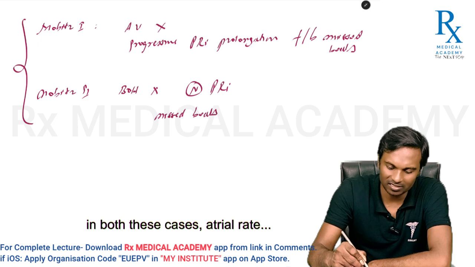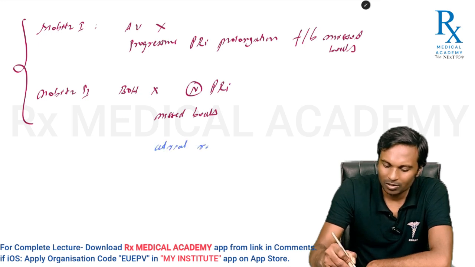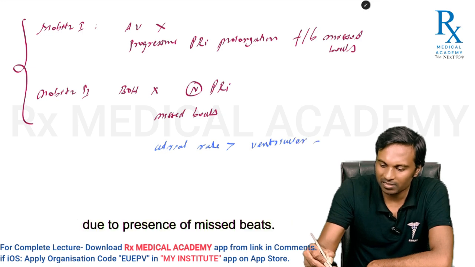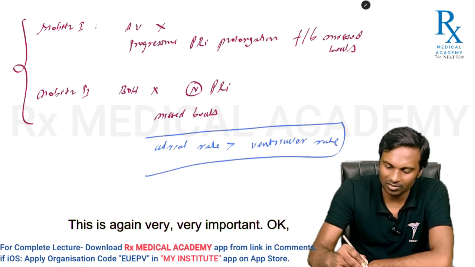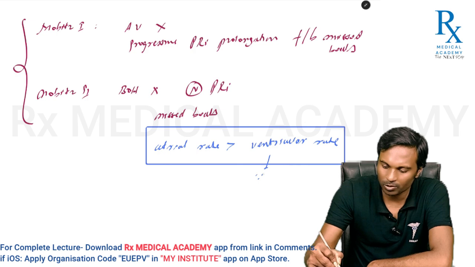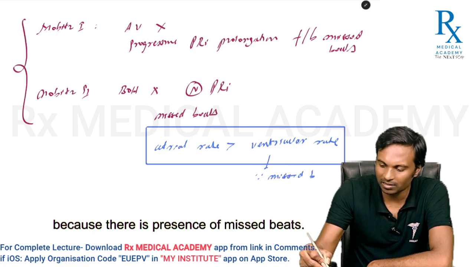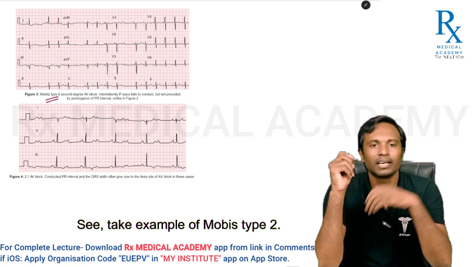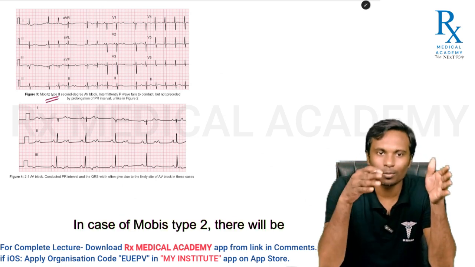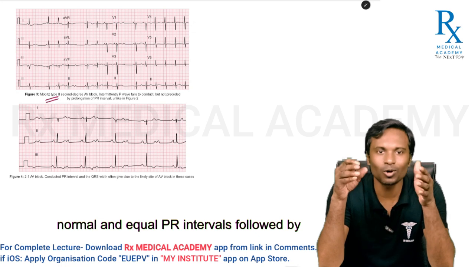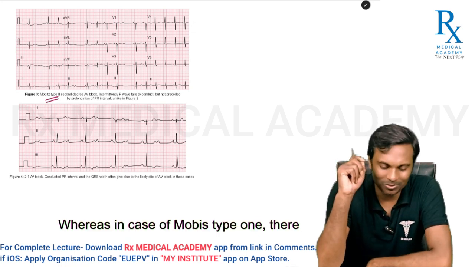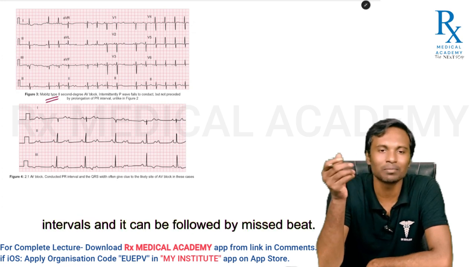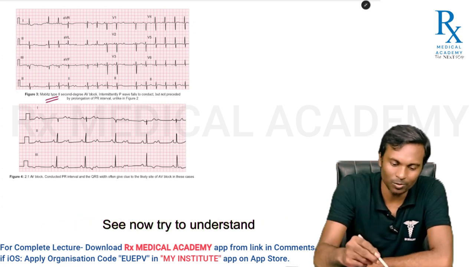Okay, in both these cases, the atrial rate will be more as compared to the ventricular rate due to the presence of missed beats. This is again very important. Okay, and now there is a little twist. See, take the example of Mobitz type 2. In case of Mobitz type 2, there will be normal and equal PR intervals followed by missed beats. Whereas in case of Mobitz type 1, there will be progressive prolongation of PR intervals and it can be followed by a missed beat. See, now try to understand.